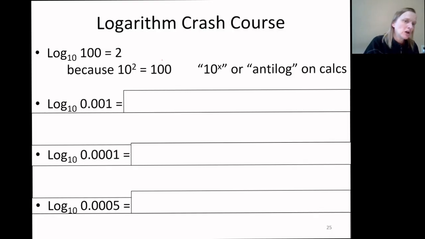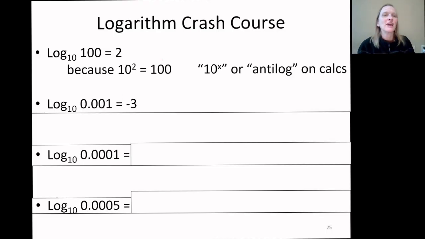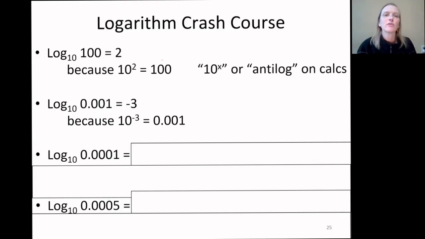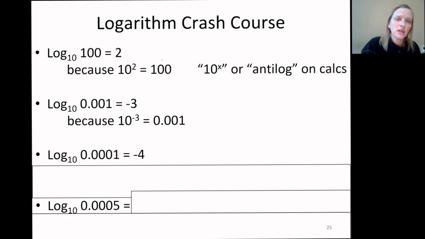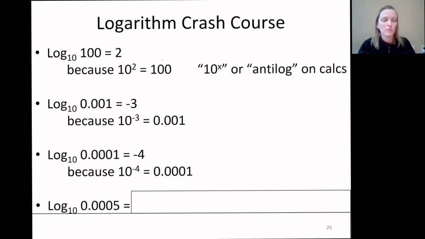Similarly, if you take the log of 0.001, again, you should be trying these on your calculator, making sure you're getting the same answers that I'm showing you here. When you take that log, you should get the answer of -3. Why is that? Because 10 raised to the -3 power is 0.001. Log of 0.0001 is -4 because 10 raised to the -4 power is 0.0001.